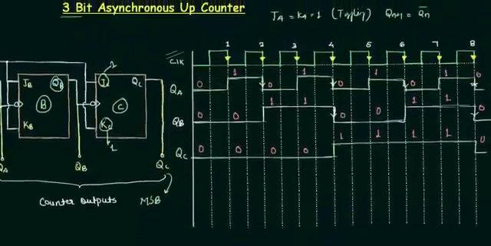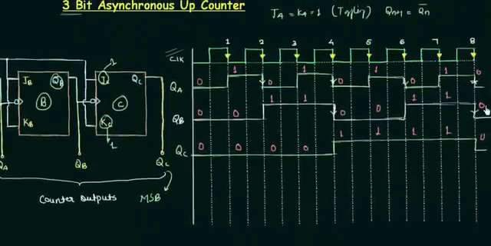So I will end this presentation here because I think it is clear to you now, and in the next presentation we will try to understand the 4-bit asynchronous up counter, which will work the same as this one, but only the number of states and the maximum count will increase. So see you in the next presentation.